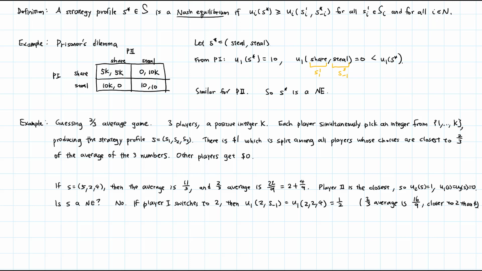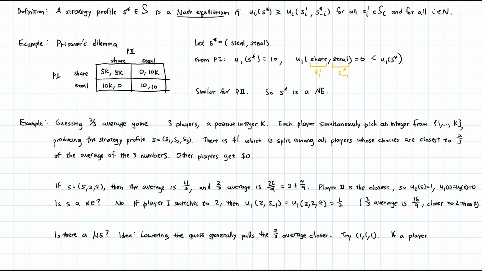Now, what would be a good way to play this game? Is there a Nash equilibrium? Take a few moments to think about this game. Think about whether you should play a number that is low or high. And the idea is that lowering the guess generally pulls the 2/3 average closer to you. So let's try the profile that's 1, 1, 1.